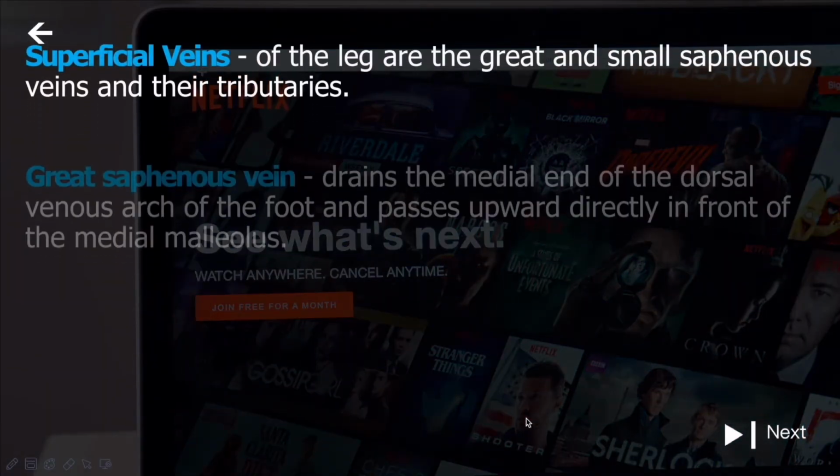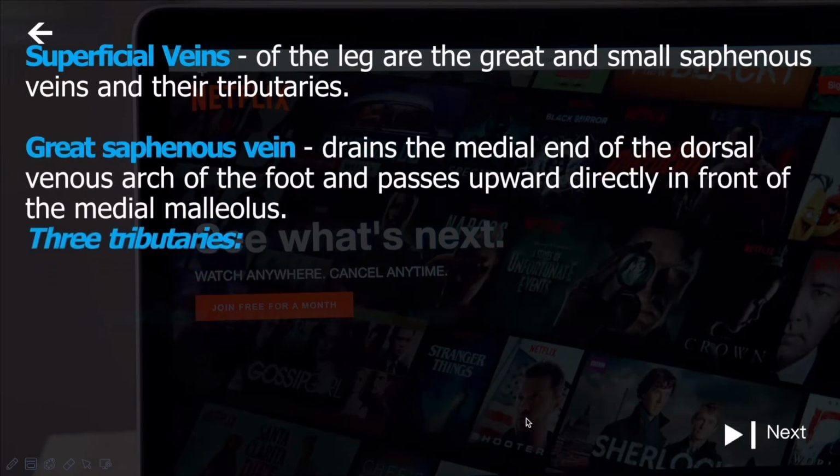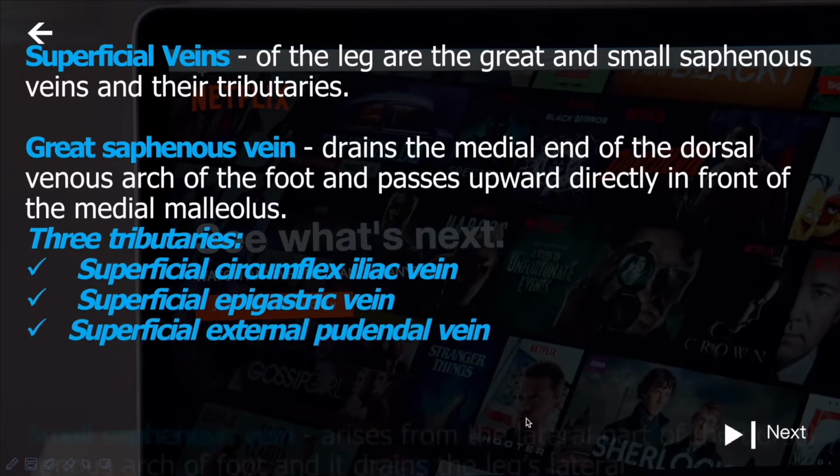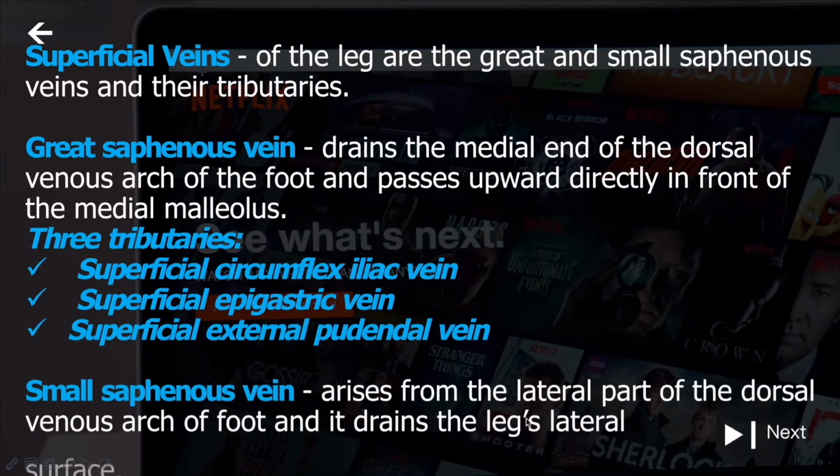Superficial veins of the leg are the great and small saphenous veins and their tributaries. The great saphenous vein drains the medial end of the dorsal venous arch of the foot and passes upward directly in front of the medial malleolus. It has 3 tributaries: superficial circumflex iliac vein, superficial epigastric vein, and superficial external pudendal vein. The small saphenous vein arises from the lateral part of the dorsal venous arch of the foot and it drains the leg's lateral surface.